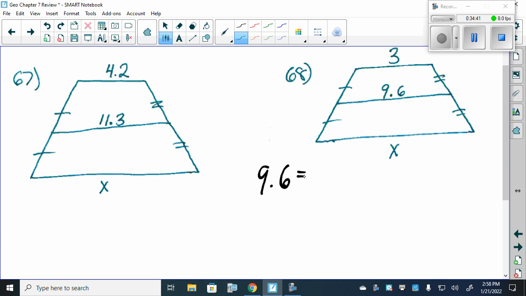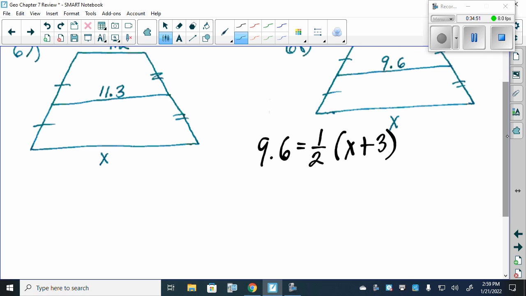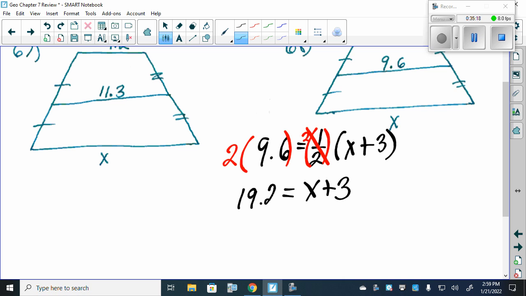One is using the formula, which tells us that the mid-segment is equal to half of the sum of the two bases. So 9.6 is equal to 1/2 of x plus 3. Now, the first thing we can do is multiply both sides by 2. Because on the left-hand side, the 2 times 1/2 will simplify out to 1, which will leave us with x plus 3. On the other side, we're going to do 9.6 times 2, which will give us 19.2, because 2 times 0.6 would give us 1.2, and 2 times 9 is 18, which gets us to 19.2.